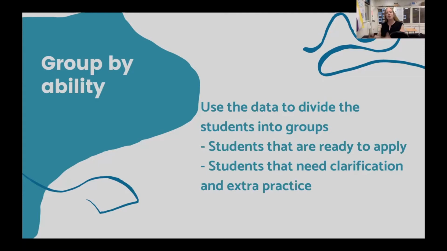Then I would have another group for students that need more clarification. Maybe they didn't do as well. Maybe they're still confused. They don't understand the vocabulary. They're not understanding how to do the math problems. So I would have those groups. So I'd have my 2 different groups.